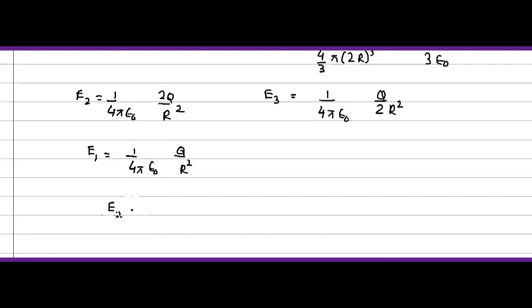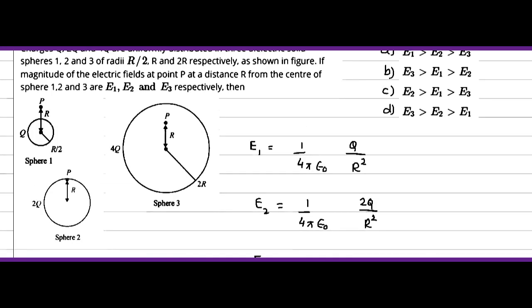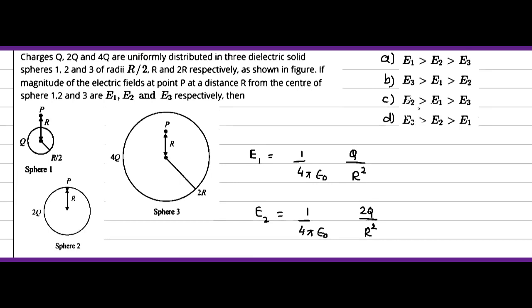So we say that E2 would be greater. Then which comes next? It would be E1. And then E3. So this is the order: E2, then E1, then E3. So which is the correct option for our case? E2, then E1, then E3. C is the correct option.